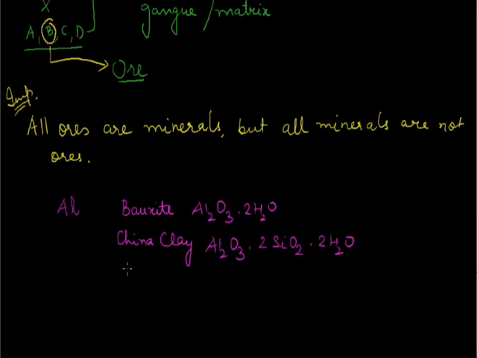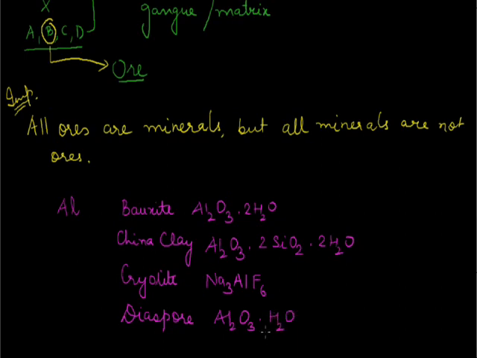It occurs in the form of cryolite, whose formula is Na3AlF6. It occurs in the form of diaspore, Al2O3.H2O. So all these are different forms of occurrence of aluminium. So what I can call is, all these are minerals of aluminium. So bauxite, China clay, cryolite, diaspore, all are what? They are minerals of aluminium. But if I need to extract aluminium, I will go for bauxite. So bauxite is the ore of aluminium.